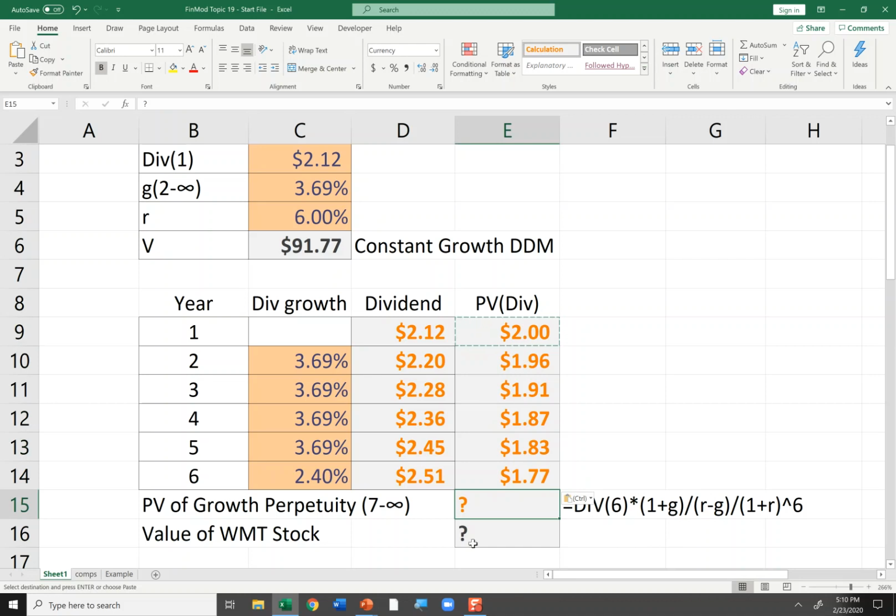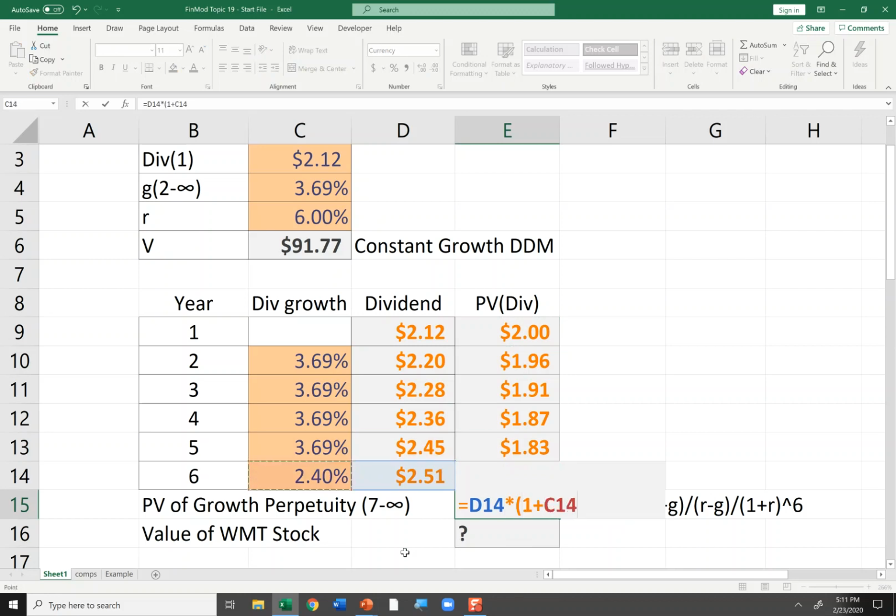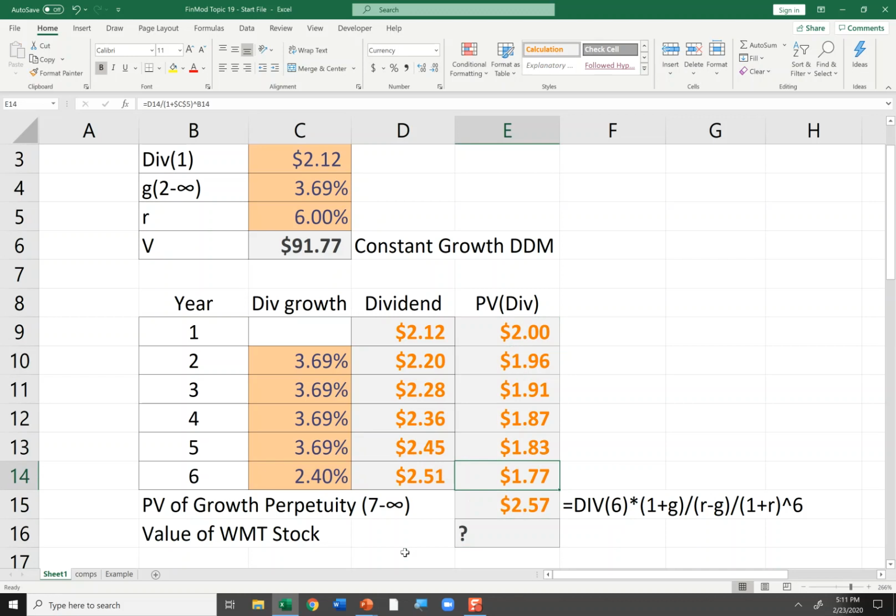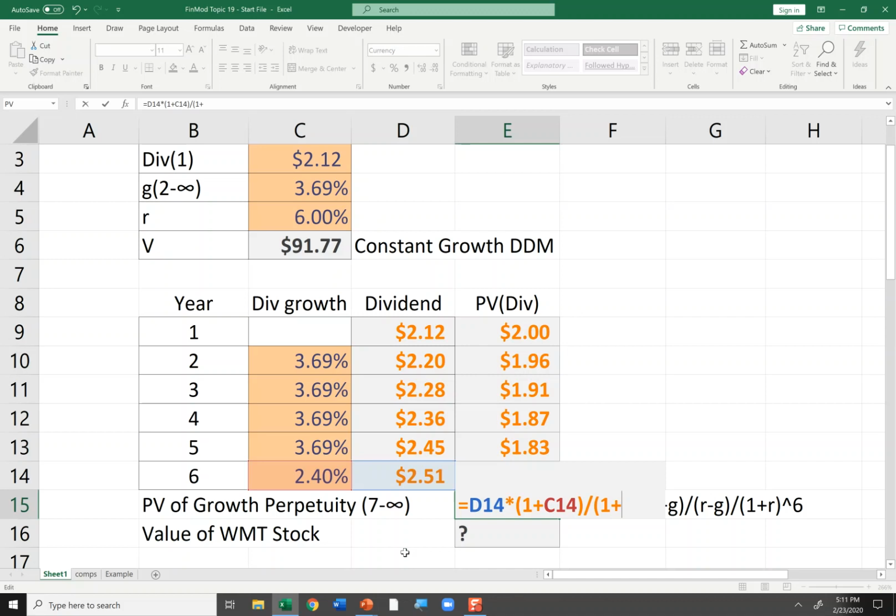So here's what I want to do. I want to estimate the year 7 dividend. That's going to be the year 6 dividend times 1 plus the perpetual growth rate. Okay, now that is my year 7 dividend. I'll take that year 7 dividend and divide by R minus G, discount rate minus my perpetual growth rate. So again, this is the year 7 dividend, because it's year 6 times 1 plus my perpetual growth rate, divided by R minus G. Now this is a perpetuity. This is the value of the dividends from year 7 till infinity.